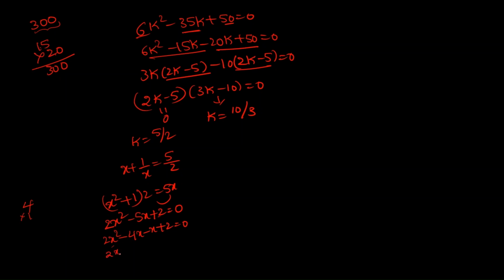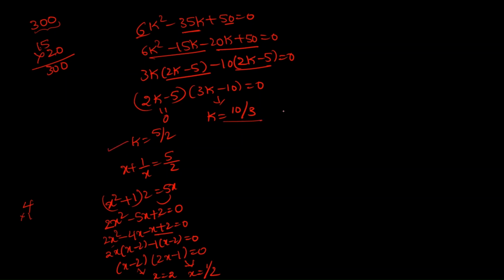Take 2x common. So x minus 2. Here we'll take minus 1 common. x minus 2 equal to 0. Now we'll have x minus 2 as common. Then 2x minus 1 equal to 0. When we equate this to 0, it gives x is equal to 2. On equating this to 0, it will give x is equal to 1 upon 2. So that's when we have taken k is equal to 5 by 2.